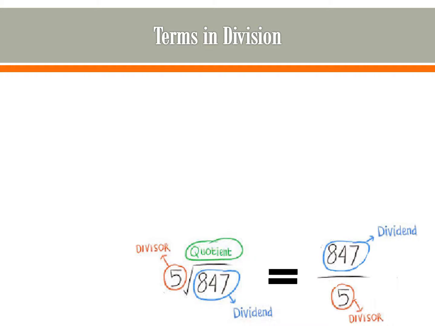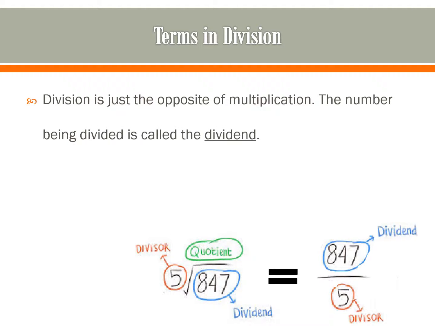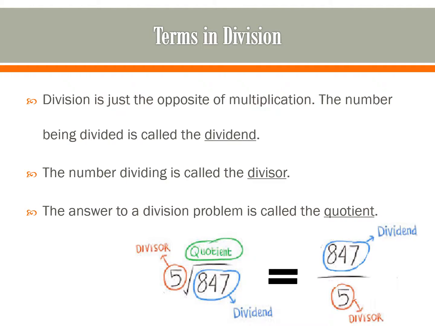Now the terms in division. Since division is just the opposite of multiplication, the number being divided is called the dividend. So that 847 in the example is the dividend. It's not so much that I need you to understand that, but please know that is the number being divided. The divisor is the number that is doing the dividing. 5 goes into 847 how many times? 5 would be considered the divisor. And then the answer to that problem is called the quotient. That's what we're looking for.